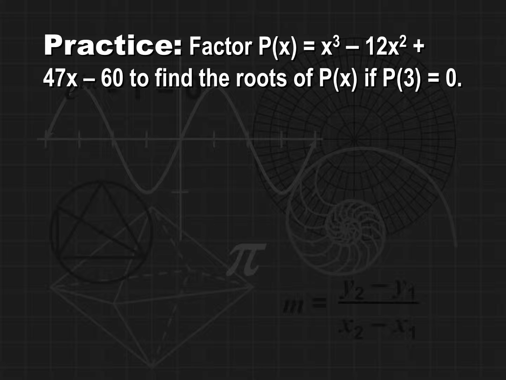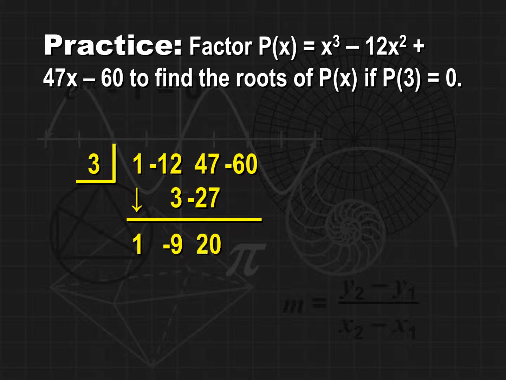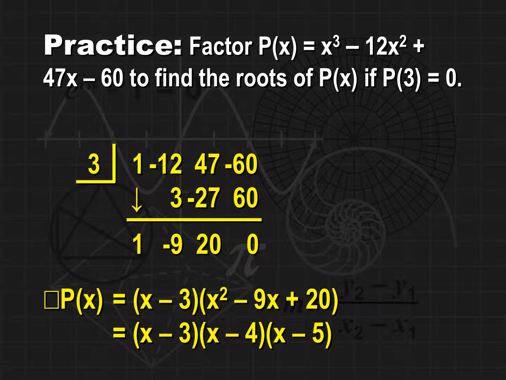Let's try another one. Let's say that we have this polynomial, and we know that one of our factors is P of 3 equals 0. So remember, our a value is that 3. We use synthetic division, and we should be checking that it gives us 0 for our remainder, and it does. And we're looking at that resultant quotient, which is x squared minus 9x plus 20. And then we factor that to get x minus 4 and x minus 5, which means our roots are 3, 4, and 5.